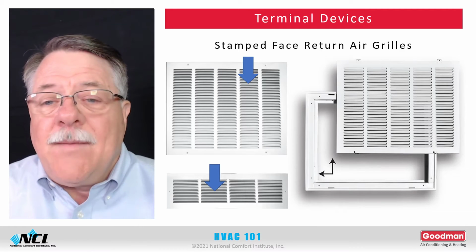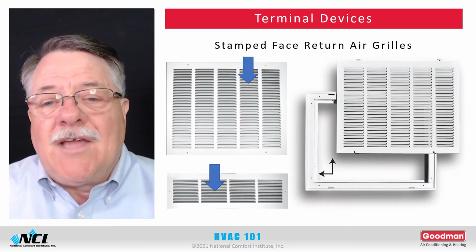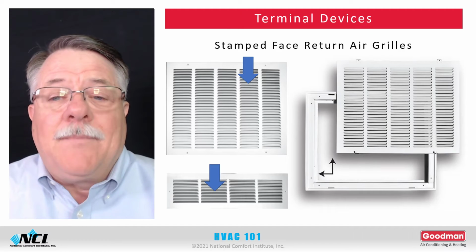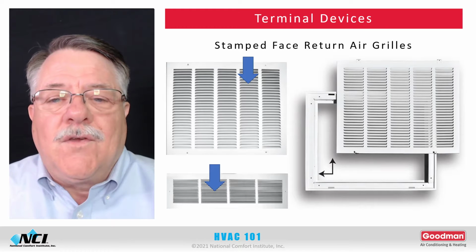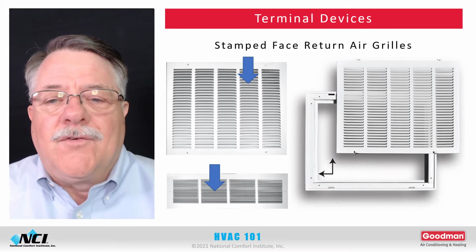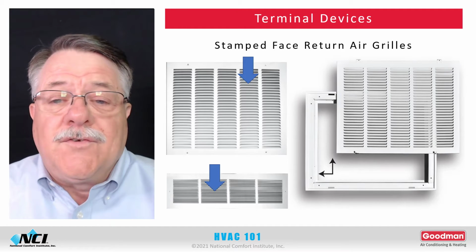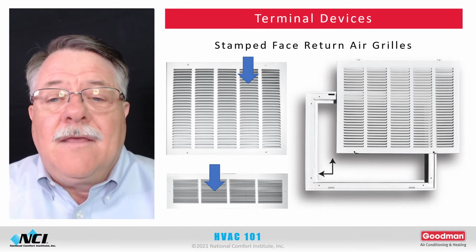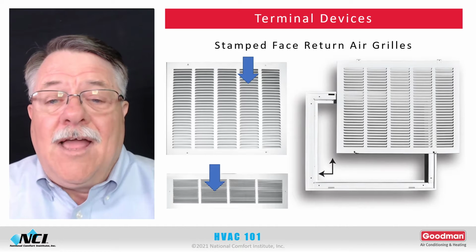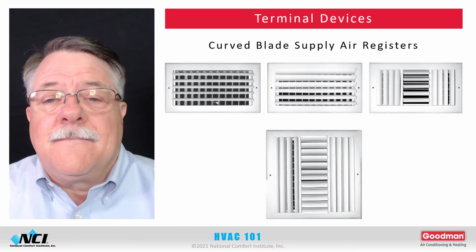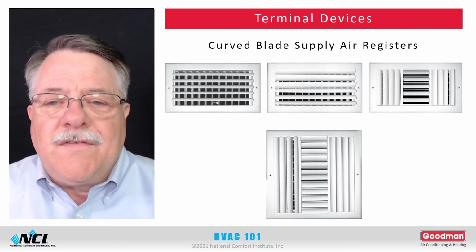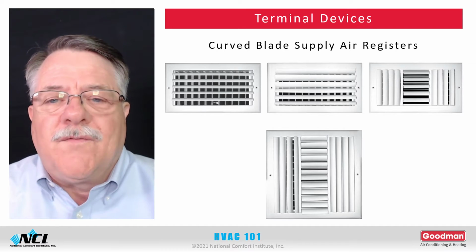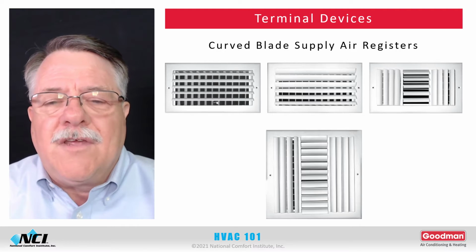These are made the same way as the supply registers I just showed you. They are stamped out of one piece of metal. The one on the right is hinged so you can install an air filter directly behind the grill. This makes it easy to change filters from inside the home, and it keeps the return duct a lot cleaner. As I said, the stamped face grills and registers are the typical inexpensive choice for residential new construction projects.